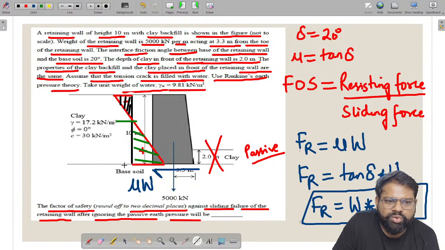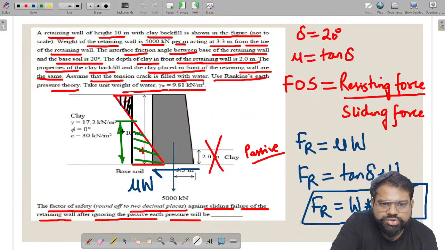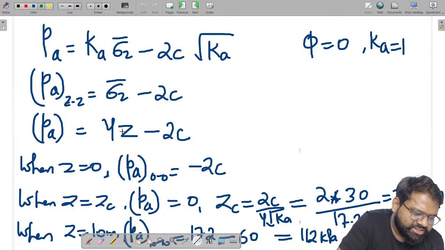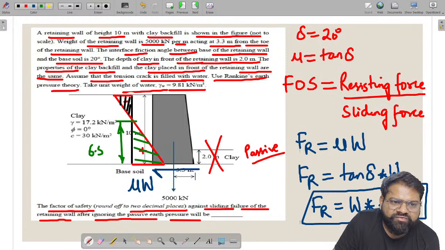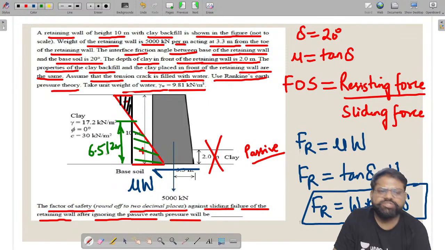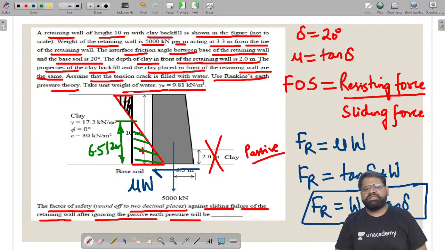This value comes out to be 10 minus ZC. So if I calculate 10 minus ZC, 10 minus 3.488, it comes out to be 6.512 meter. This is the value.